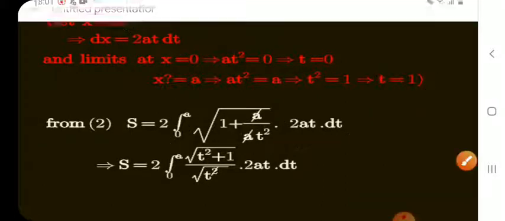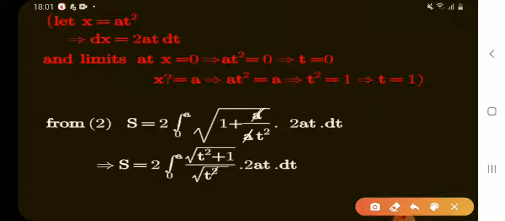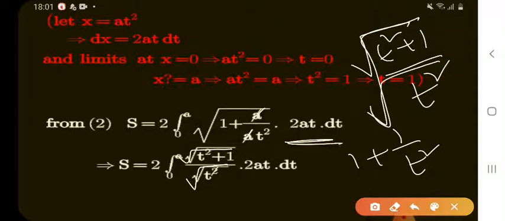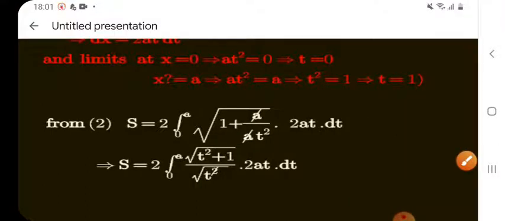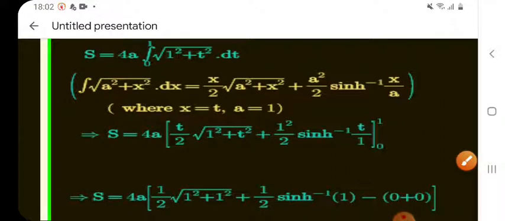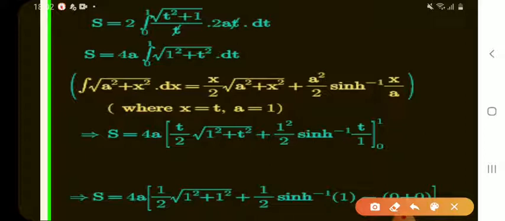Here I cancel a and a. The remaining term is 1 plus 1 by t square. After taking the LCM, what we get here? t square plus 1 by t square, under the root. But I write the root of the numerator and denominator separately. That implies root of t square plus 1 by root of t square, into 2at dt. Root of t square means t. So I cancel root and square here. First 2, integral 0 to 1, root of t square plus 1 by t into 2at dt.